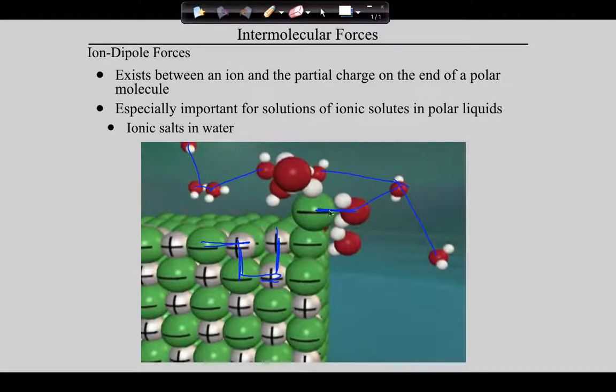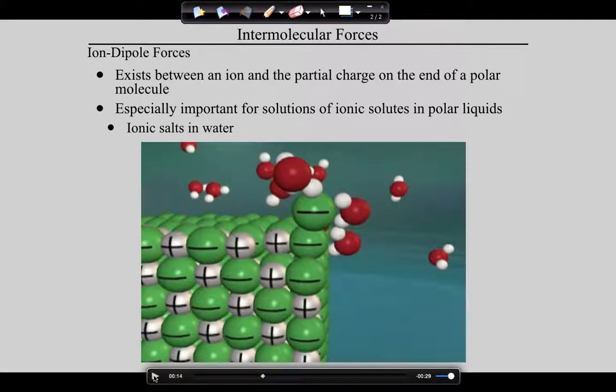But then, guys, what's going on here? We have a dipole attracting an ion. That is an ion-dipole force. Now, guys, you are going to be drawing these on the AP test. It's almost a guarantee now.